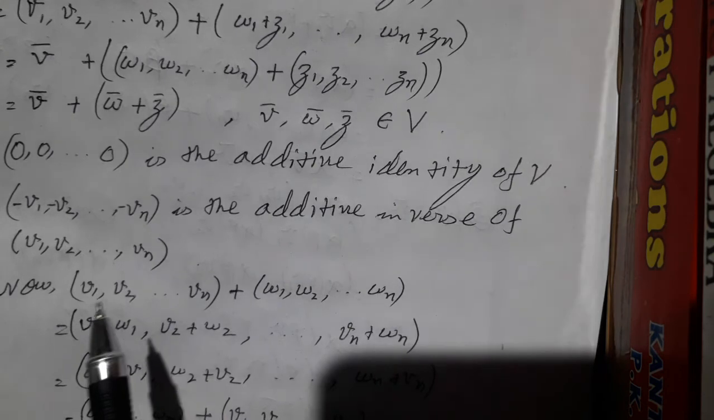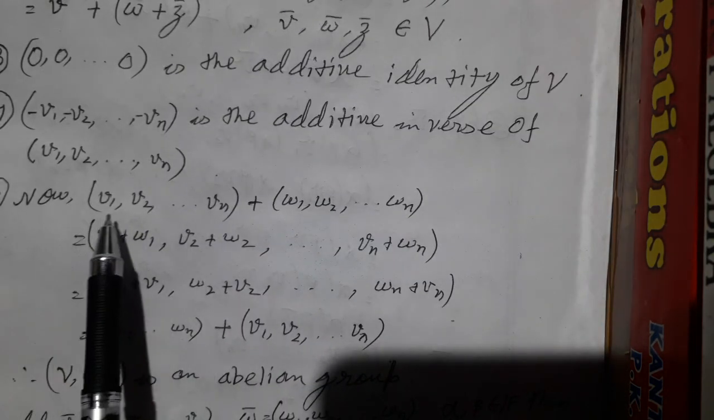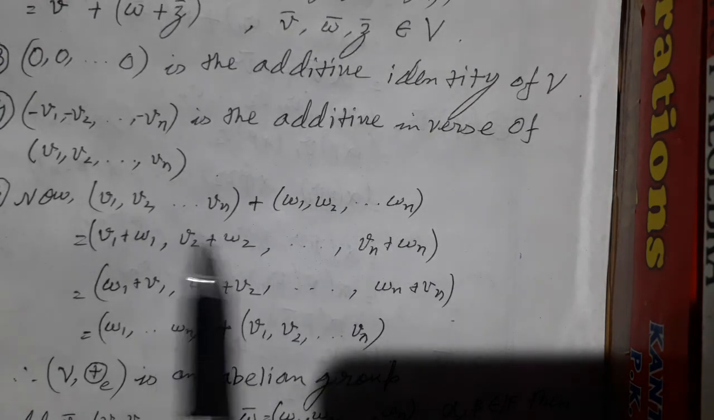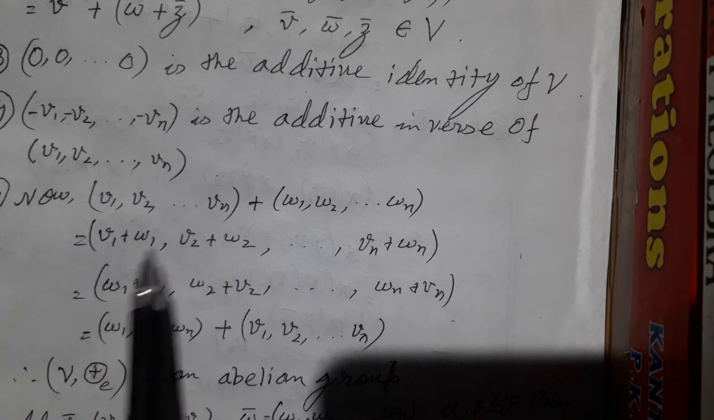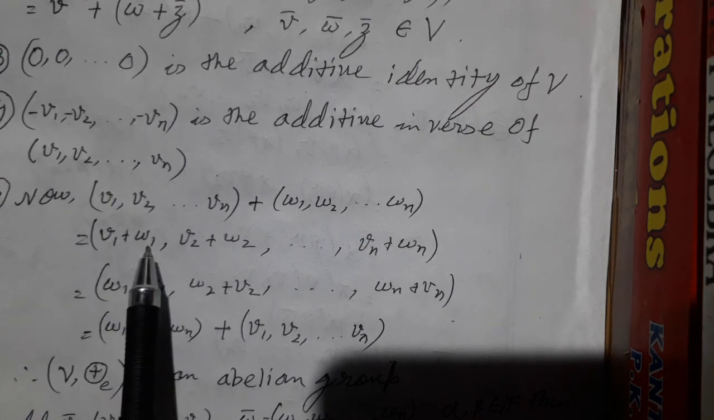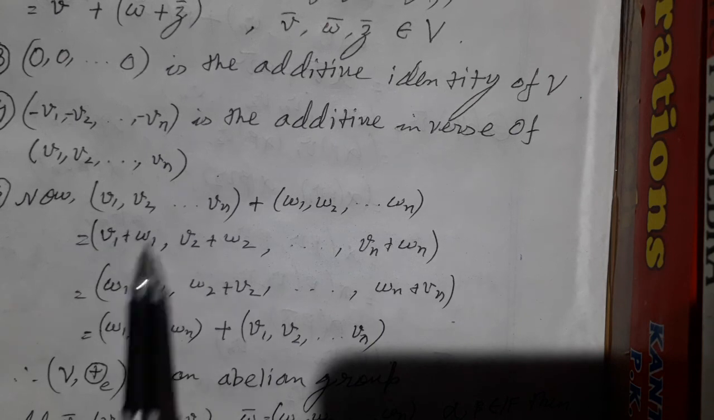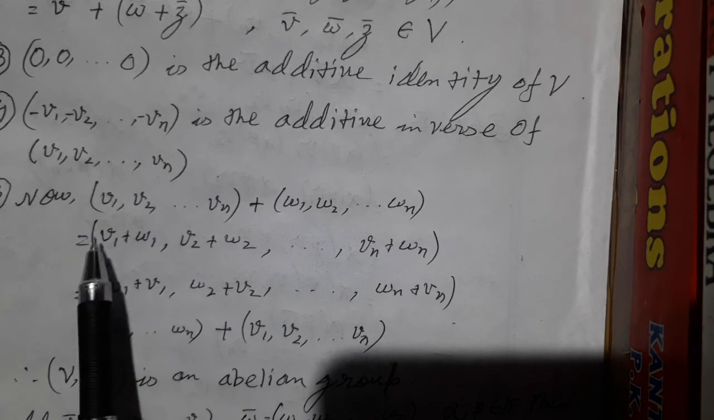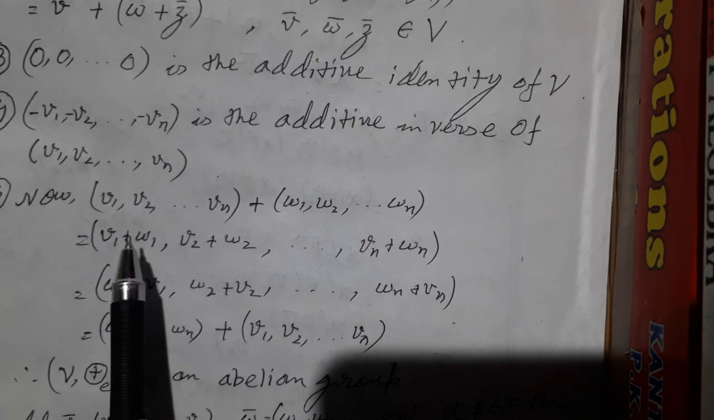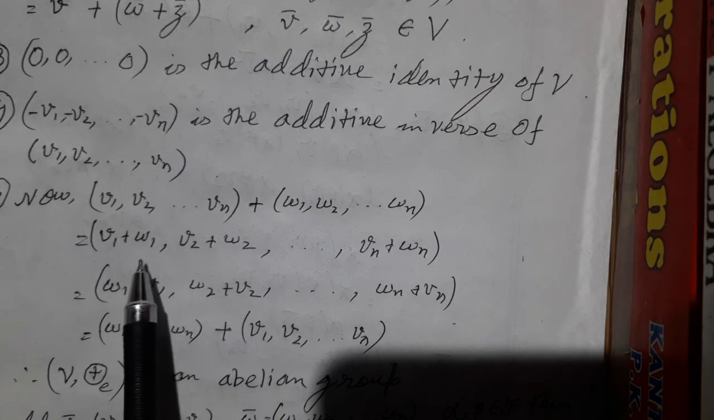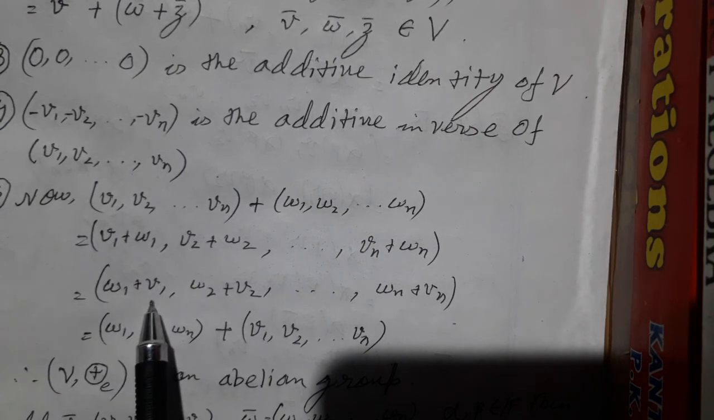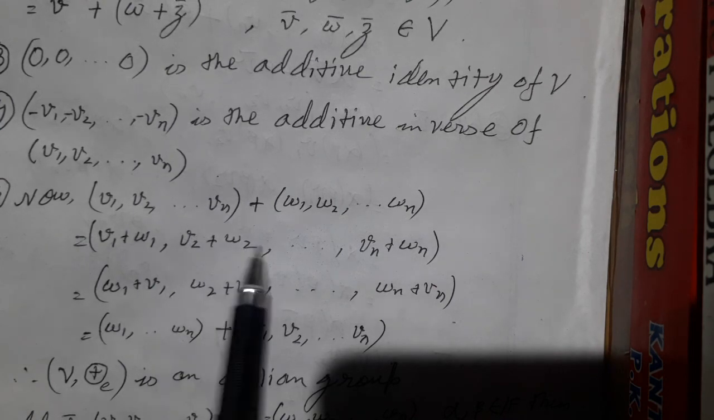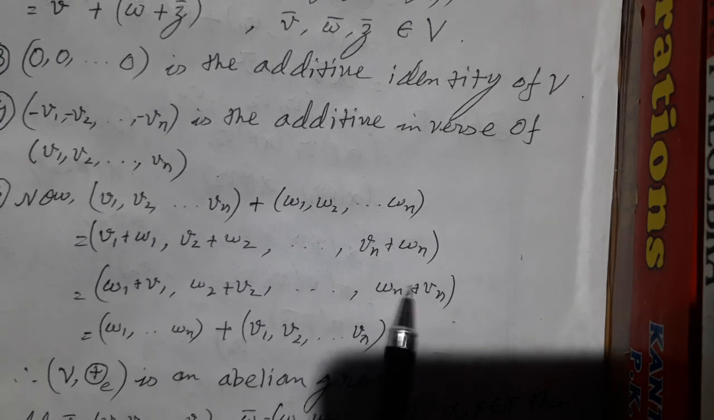Next, we are trying to show that V is abelian. We have V1, V2, dot dot dot till Vn, and we add these two coordinate-wise. Since V1 and W1 are both elements of the same vector space V1, and V1 is an abelian group under addition, we can interchange them, so we get W1 plus V1. In the same way, V2 is a vector space, so it is an abelian group under addition and we can interchange. Same for all the coordinates.